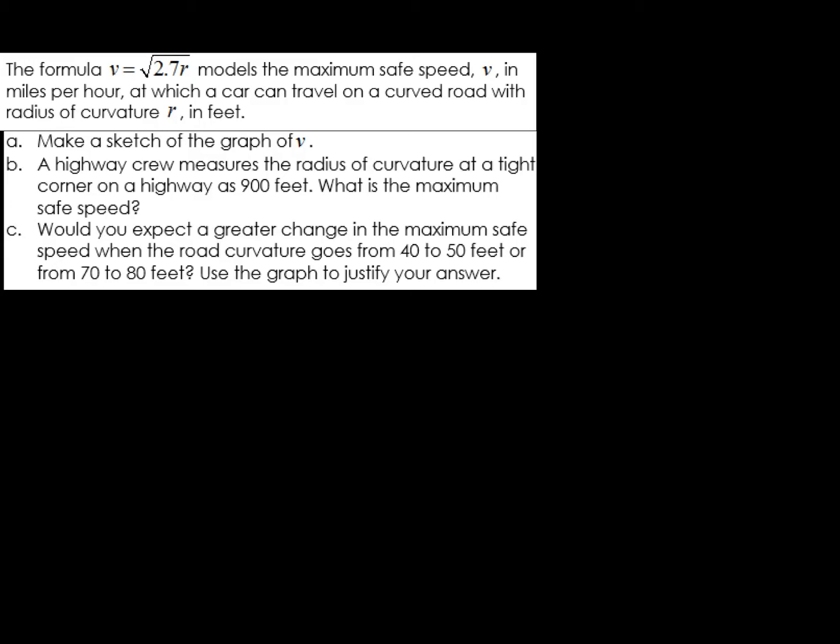So the formula, V equals the square root of 2.7r, is going to model the maximum safe speed, which is V, in miles per hour, at which a car can travel on a curved road. So you can imagine it's making this huge banked turn, maybe like it's in a Daytona 500 race, which actually just happened this past weekend, on a curved road with a curvature of r in feet.